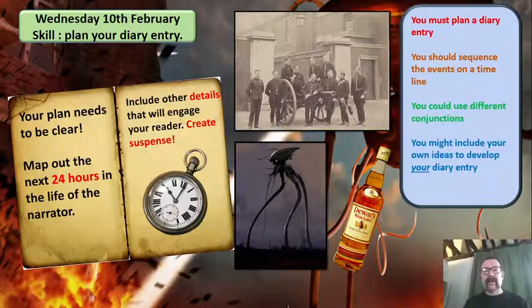Okay, so today you've got to plan a diary entry. You should sequence the events on a timeline. You could use different conjunctions. So I've put the conjunctions word mat in our resources. So you use a selection of those. And also you might include your own ideas to develop your diary entry. So what can you add to it to make it individual?